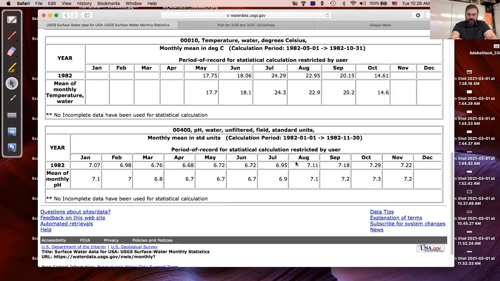So the pH of the water in the river can range in this year from as low as 6.68 to as high as 7.29. And 1 on the pH scale actually represents 10 times more acid. So if you went from a pH of 6 to a pH of 7, that actually represents a 10 times decrease in the amount of acid that happens to be in the water. In other words, pH of 6 is 10 times more acidic than a pH of 7 because it's a logarithmic scale.